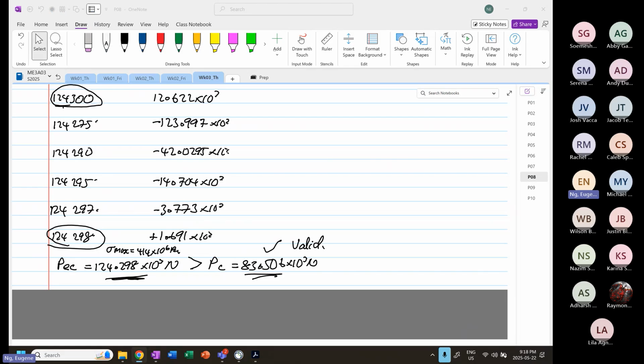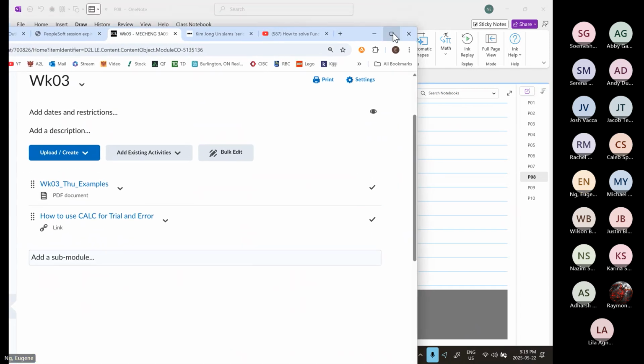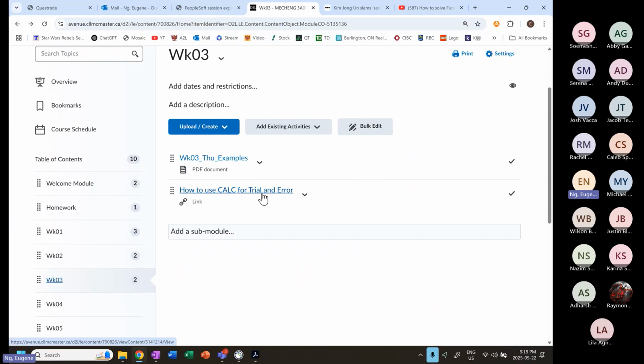And as I mentioned, if we go to Avenue to Learn over here, there is how to use Calc for trial and error. You follow what they do, and it's not difficult at all. And as I say, you are expected to know how to do this in all your term tests and your final exam based on trial and error. If you have any issue, just contact me, then I will show you on video again, where I'm doing it live with you one by one. I can't do it today because I don't have a camera with me, unfortunately.